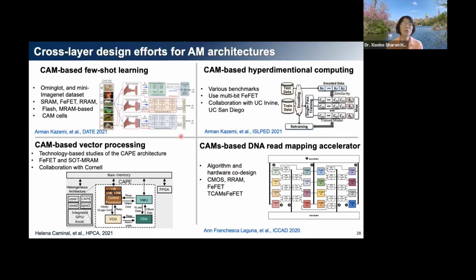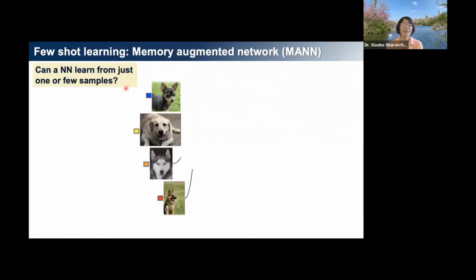I'm going to use one example, few-shot learning, to show you how we can use TCAMs and MCAMs, the multi-bit and ternary bit that I talked about, for accelerating this few-shot learning. If you're not familiar with few-shot learning, I'll go very quickly over what it is. We know humans can learn very quickly from a few samples, but typical neural networks are designed to need a large number of training samples.